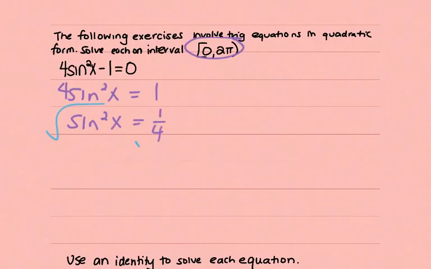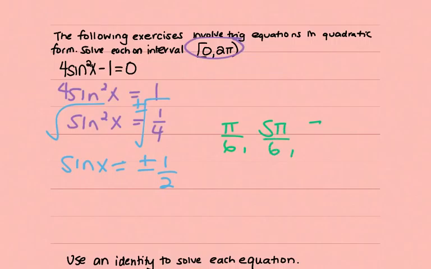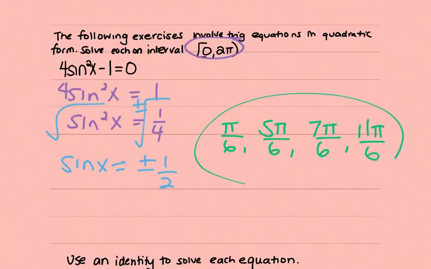Square root, making sure I put a plus and minus in the front. And I get plus and minus 1/2. And it's all of my over 6's. Pi over 6, 5 pi over 6, 7 pi over 6, and 11 pi over 6. So it gets worse before it gets better. Okay?